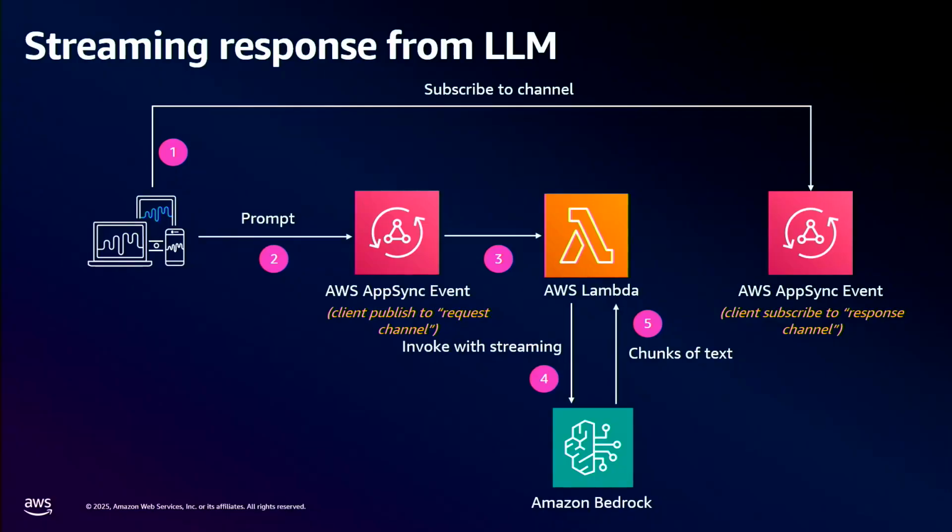And then, of course, whenever AppSync or our Lambda function gets those chunks of text, we can just publish them directly to any subscribed client. And these are very nicely streamed back to the client in real time, giving that very nice, seamless chat interface experience. So that was some quick-fire patterns on using AppSync events in the real world.